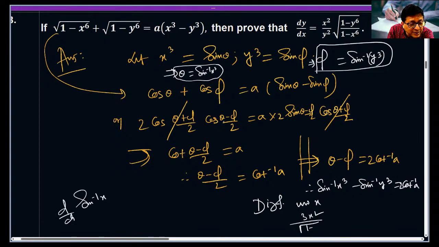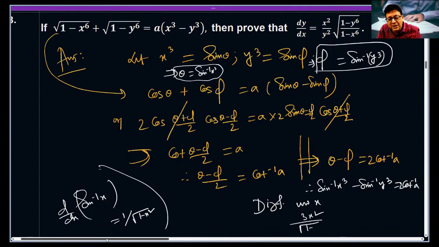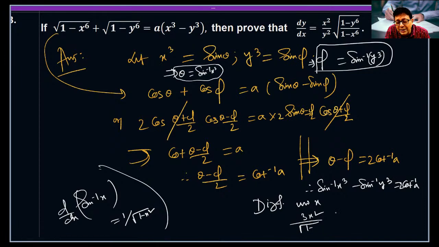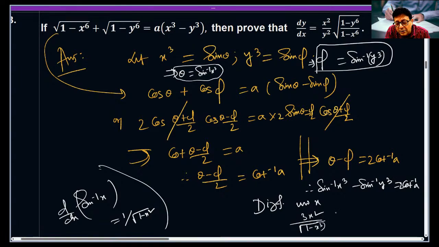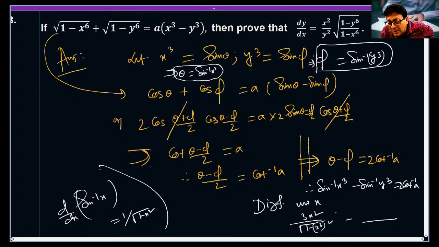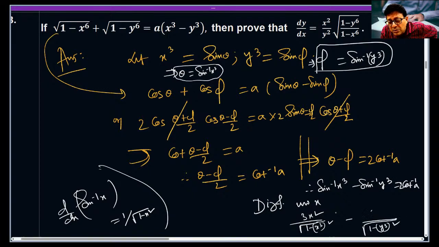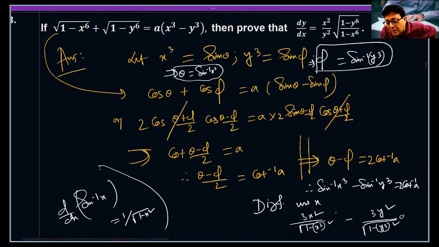Sin inverse x derivative is what? 1 by under root 1 minus x square. Okay? So here it is x cube. That's why we write the form but the derivative is multiplied. That's why I did it. Here y cube whole square, 3y square dy by dx.